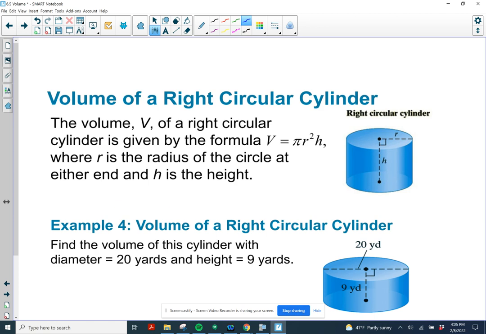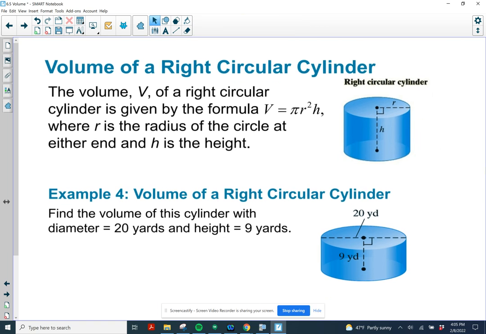Okay, off we go. Volume of a right circular cylinder. What is a right circular cylinder? Oh, it's like a soup can. Yes. So the base and the top are both circles, and every cross section is a circle. Every one of these little cross sections is a circle. Right circular cylinder, often just called a cylinder.